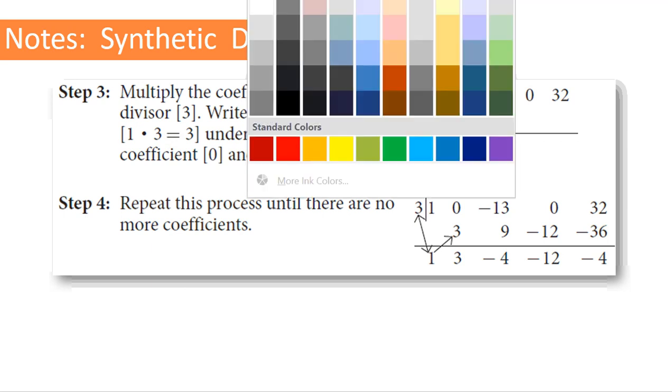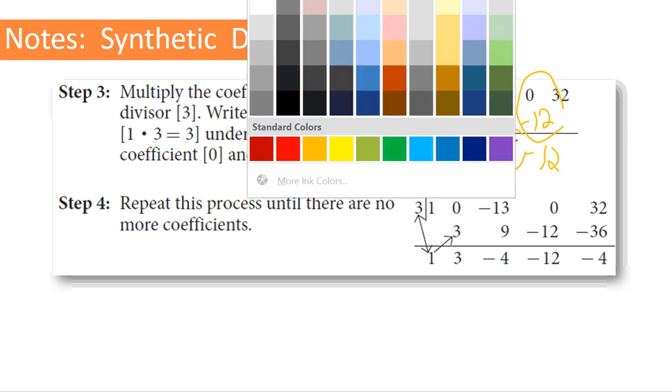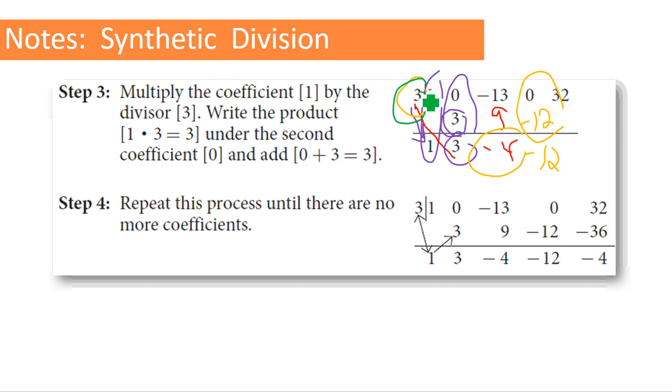Let me use a different color here. So my next step is to do 3 times 3, which is 9, and then I add there to get negative 4. And then I repeat the process with a different color here. We've got 3 times negative 4 is negative 12. And then I add those two to get negative 12 here. And then repeat one more time here. We're doing 3 times negative 12, which is negative 36. And then I add those two to get negative 4.